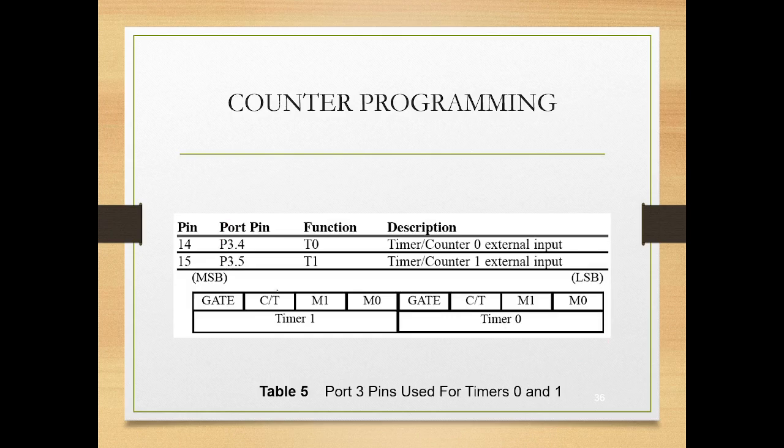Now let's see the template. Port 3 pins used for timer 0 and 1 here. We have the timer 0 pin and the timer 1 pin, T0 and T1, which are pin number 14 and pin number 15. That is actually port 3's fourth bit and port 3's fifth bit. T0 for timer 0, T1 for timer 1. So both of them are taken as external inputs here.